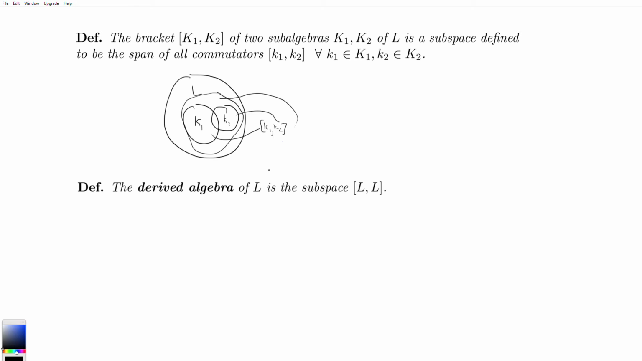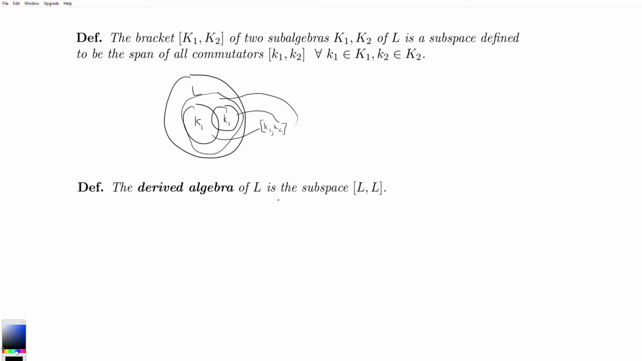One of the reasons why we do this is because it's notationally convenient to write it this way, and because what we really want to do is look at the span of all the commutators and say something about them. A specific case of this is something called the derived algebra of L, which is the subspace [L, L]. So that's just going to be the span of all the commutators sitting inside of L.